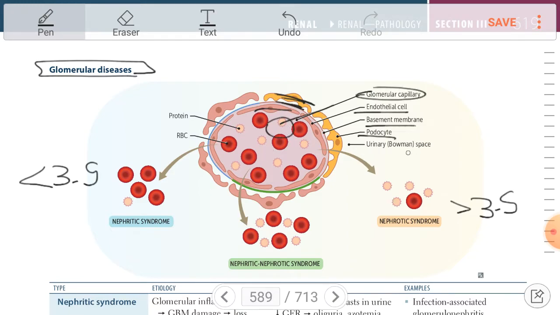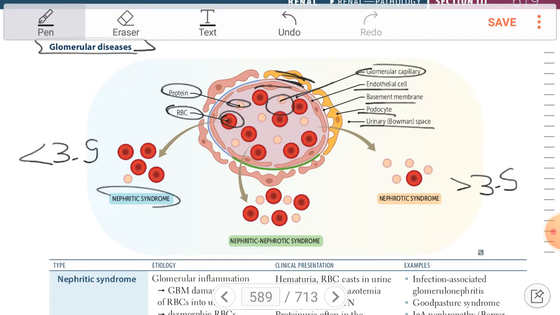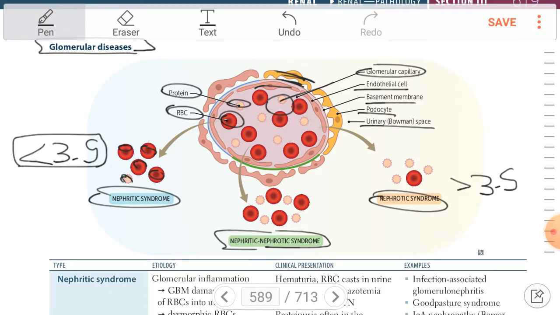And then we have from outside urinary Bowman's space. So we have RBCs and protein. So we want to differentiate between the nephritic and nephrotic, and in between there is something called the nephrotic syndrome. So nephritic means what? A huge amount of RBCs, and there is less amount of protein. It's less than what? 3.5 gram per day, less than 3.5 gram per day.